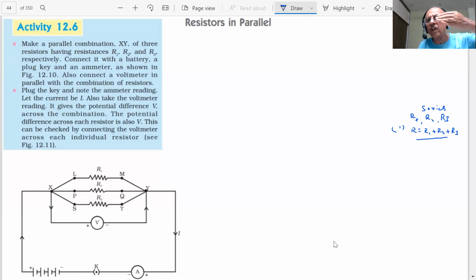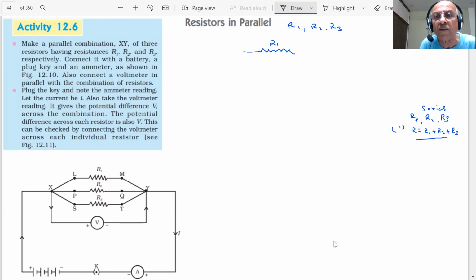And when they were connected in series, the same current was flowing through them. That means if you have a series circuit, the same current will flow through all of them. Now we are talking about what will happen if I connect the resistors in parallel. When I say resistors are connected in parallel, what does it mean, student? Let me say there are three resistors R1, R2, R3. How will we connect them in parallel?